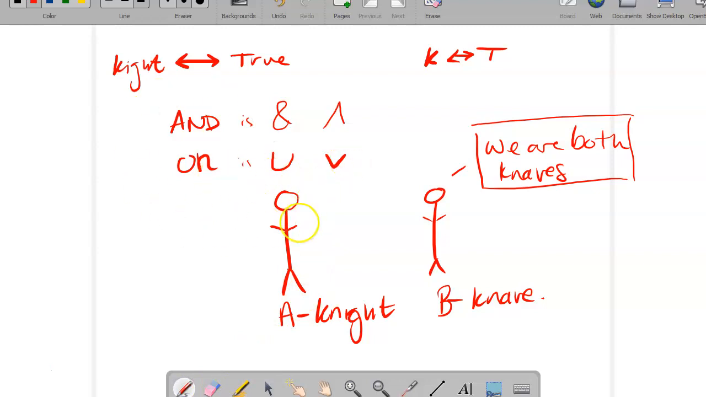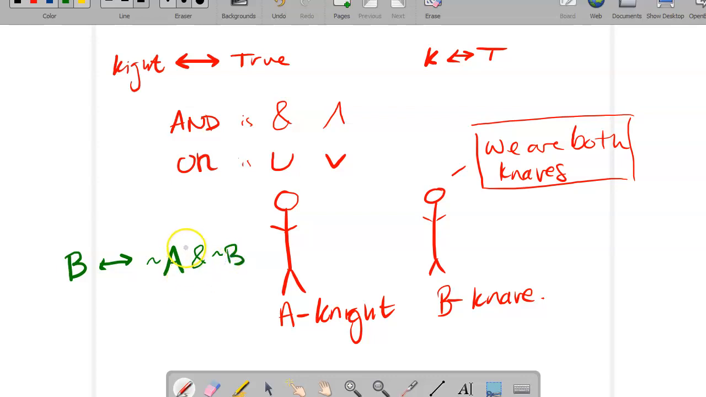So let's see what would happen if we program these ones. So this statement, we are both knaves, was made by B. If I wanted to write that as a statement with logic, I would say it this way. So B said, so B, can use some arrows, said we are both knaves. That means A is not a knight and B is not a knight.